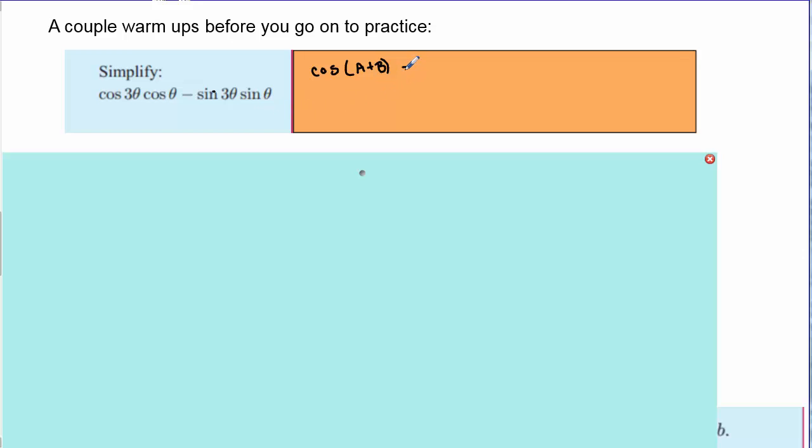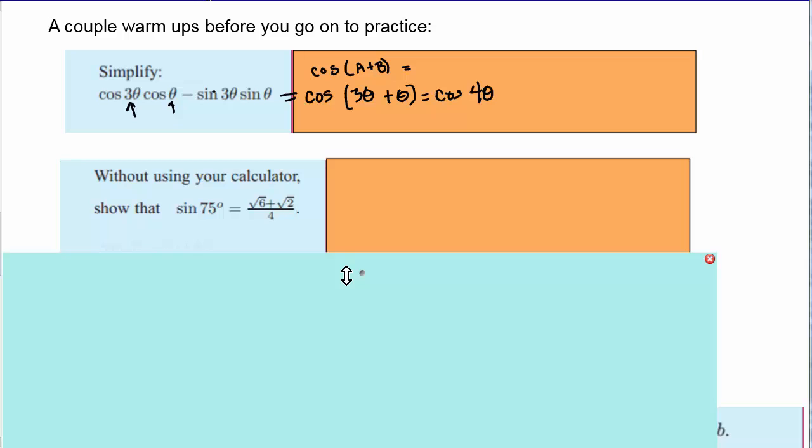And what that is, so this is equal right here. We see that 3 theta is playing the role of A, and theta is playing the role of B. So this actually is equal to the cosine of 3 theta plus theta, or the cosine of 4 theta. So that's the kind of thing we're looking for. So just get a little bit used to that first pattern, and then we'll go on.